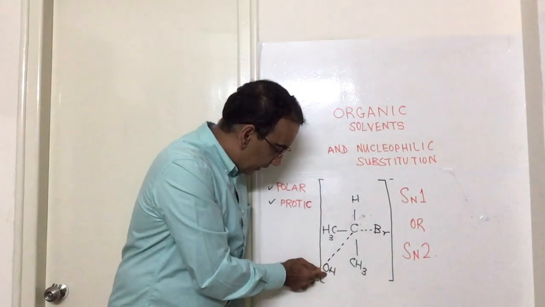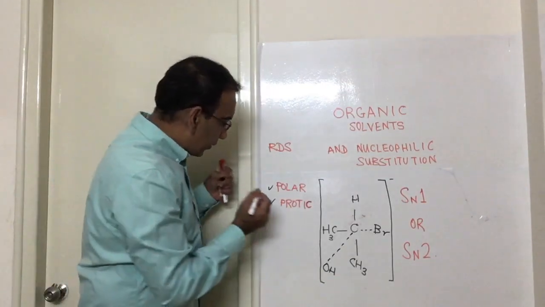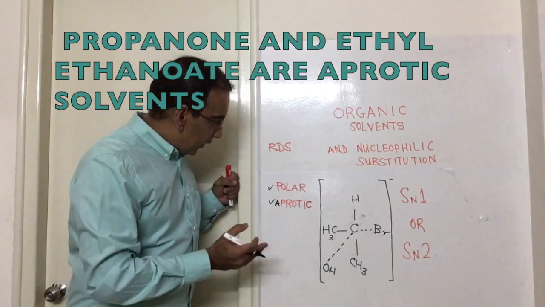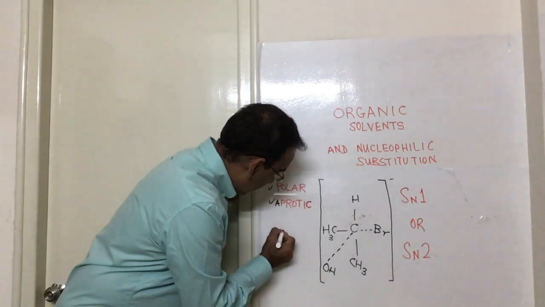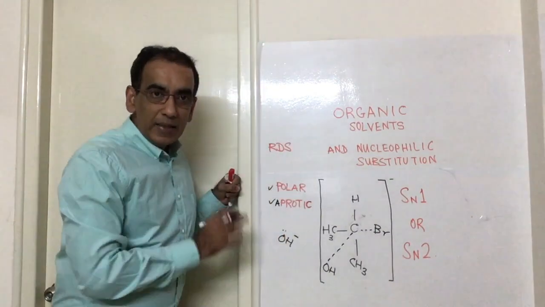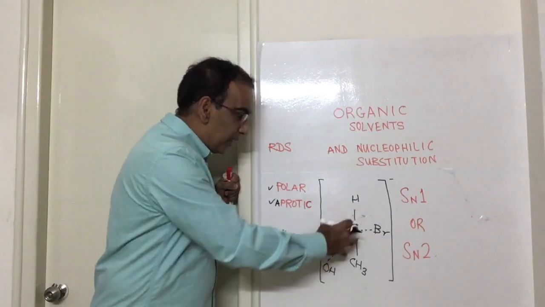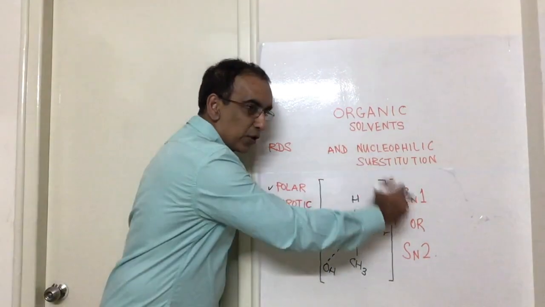concentration of the hydroxide. And in this case, it's really important that we have a solvent like propanone or ethyl ethanoate, something that is not going to hydrogen bond to the hydroxide, but leave it in a state that we refer to as being naked, so that it can immediately associate with the halogenoalkane and form this transition state.